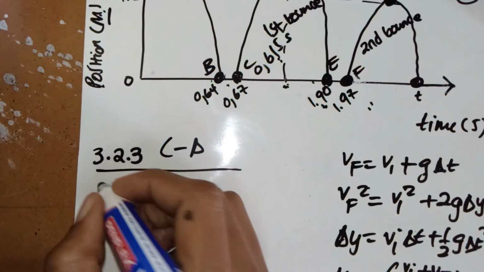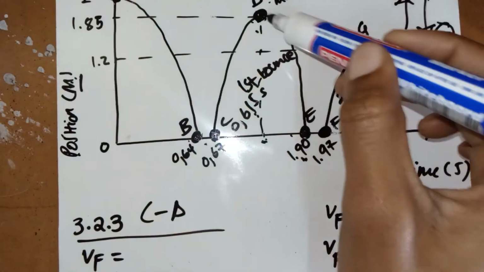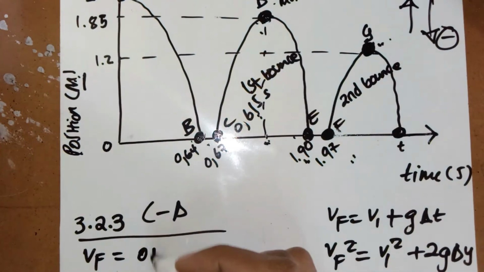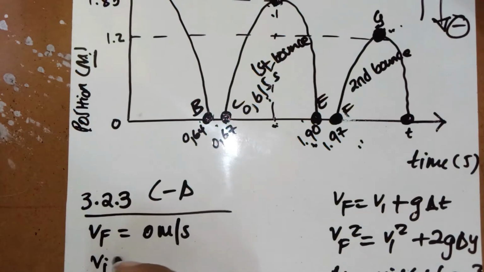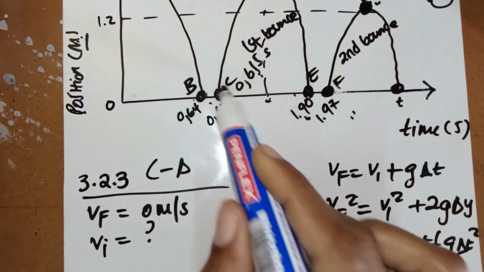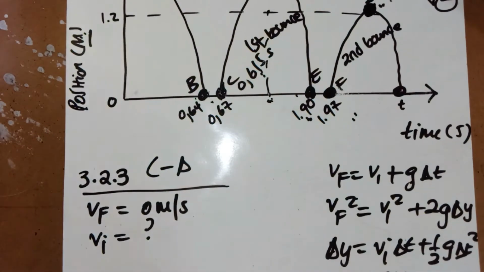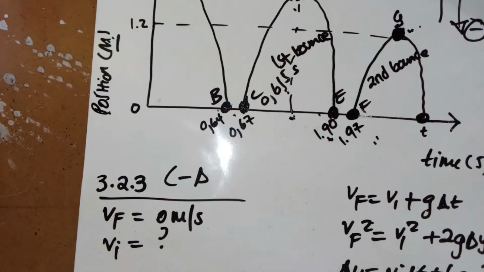Let us see. Do we know the final velocity, VF? Yes, we do, because we know at maximum height, the final velocity is going to be 0 meters per second. Do we know the initial velocity? Absolutely not. That is what we're trying to determine. This is the velocity, the speed that the ball left the ground with. We don't know it.